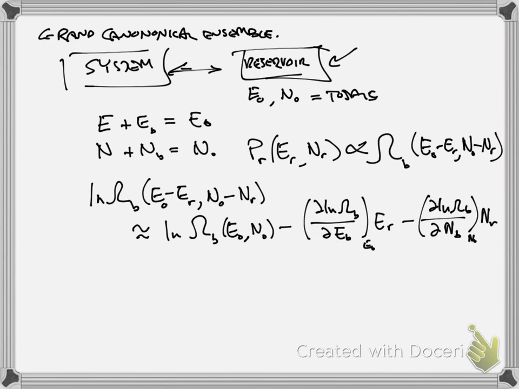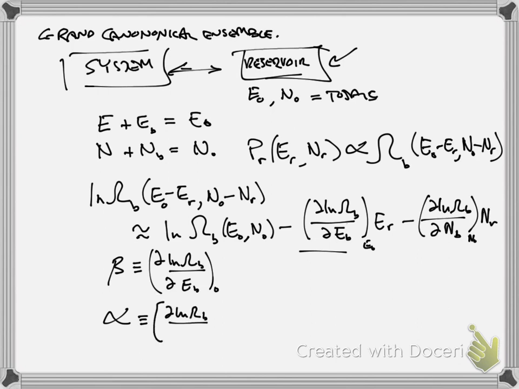All right, so what are we going to do? Well, we're going to define beta of the bath. Like before, beta of the bath is defined as partial log omega of the bath, partial energy of the bath, evaluated at that total condition. So that's this guy. And now we're going to define one more term, alpha. Alpha is going to be defined as partial log omega of the bath, partial particle number of the bath. So how the log of the number of microstates possible for the bath varies with changing the particle number, right?